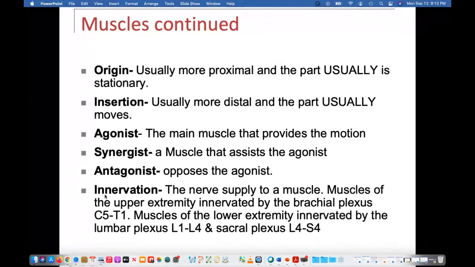Innervation. When you look at the word innervation, what do you see here? You see nerve, innervation. The muscles of the upper extremity, right, everything from the shoulder down to the fingers, are innervated by nerves that come off of the neck from levels C5 to T1. That group of nerves is referred to as the brachial plexus. Muscles of the lower extremity, right from the glutes or the hip muscles all the way down to the toes, are going to come from two groups of nerve plexi that come from the lower back. One is the lumbar plexus and the other is the sacral plexus.